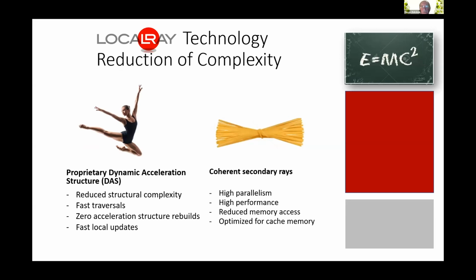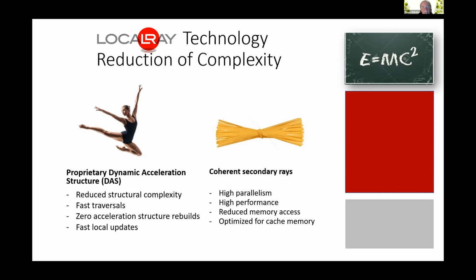Now, our technology, which is called LocalRay, we managed to reduce the complexity of ray tracing. First of all, the proprietary dynamic accelerating structure, we call it DAS. This is a different accelerating structure. This is a dynamic one with a reduced complexity. Traversals are much faster. We do not reconstruct accelerating structures. You don't have to reconstruct because you update them in a local way.